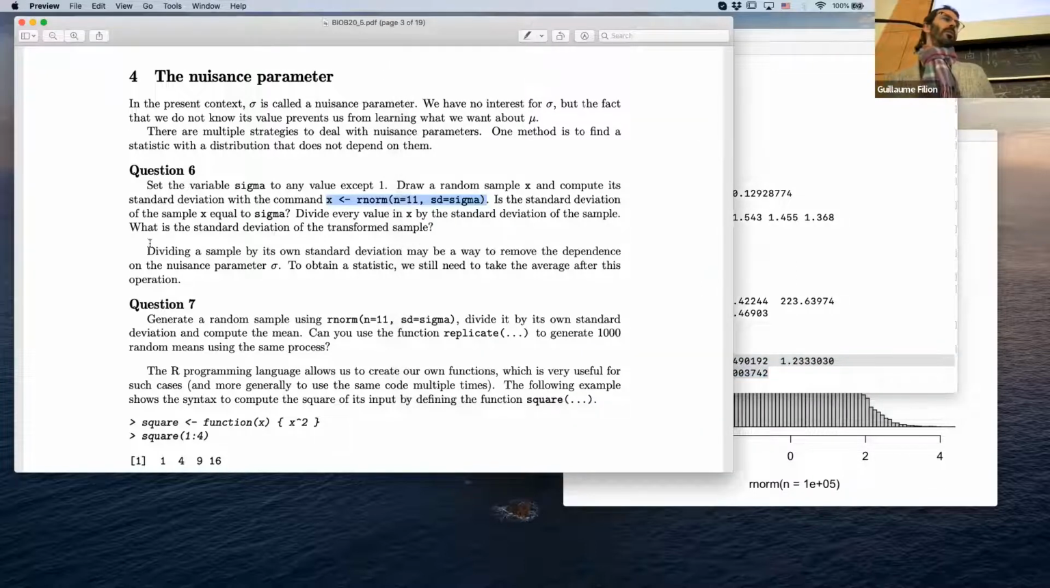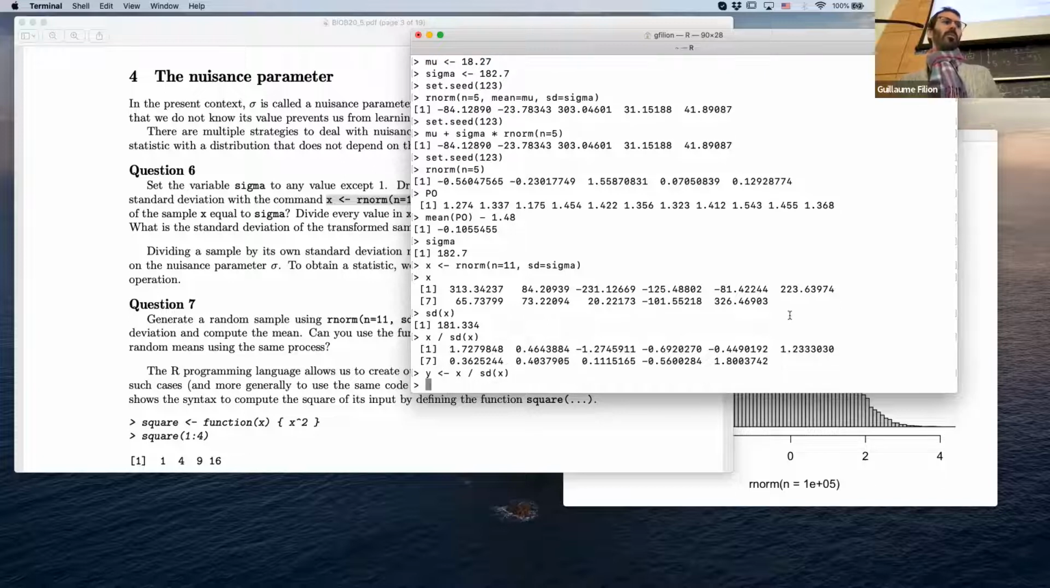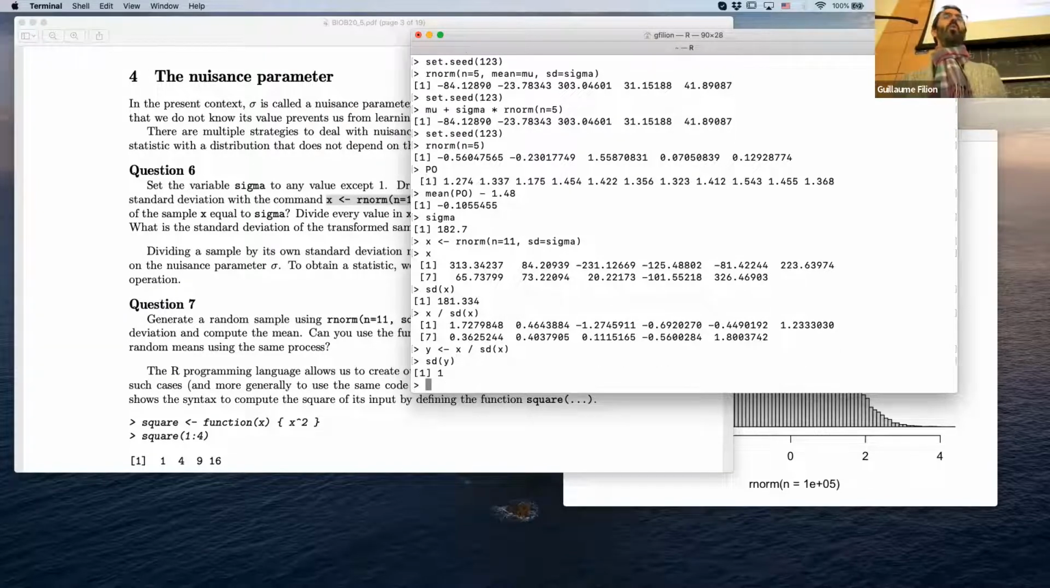Okay, so we did this. What is the standard deviation of the transformed sample? So now we wrap it all. Let's call it y. The sample y is the same as the sample x, where we have divided the values by their standard deviation. And if I do SD of y, what do I get? 1. It doesn't matter which value you chose for sigma. You always get 1 when you do this.